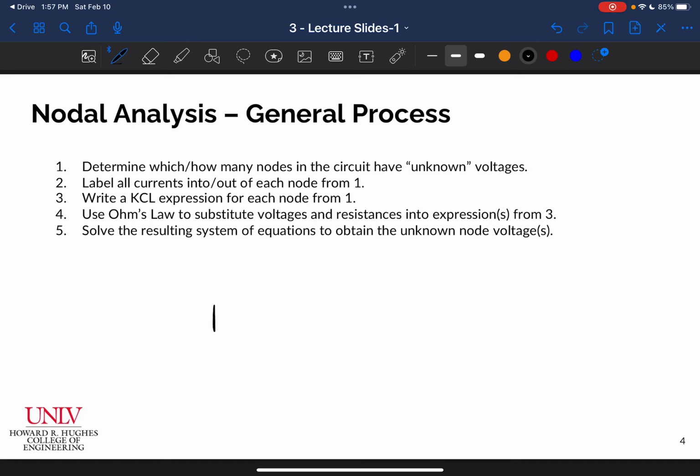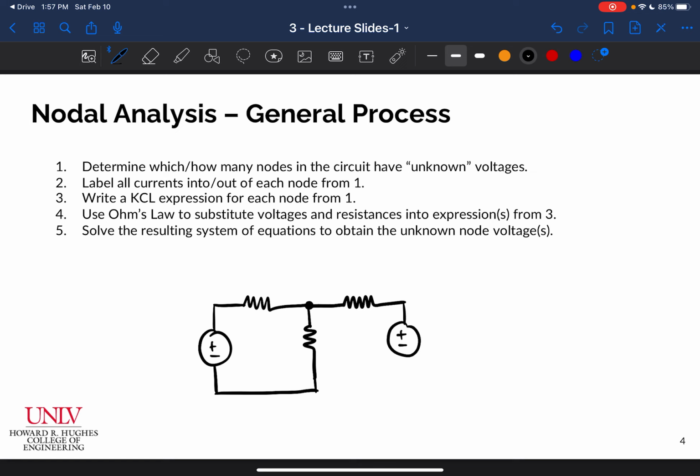It'd probably be best for me to just throw a little example circuit down here. So I'm going to go ahead and do that, and then we'll go through the steps one at a time and determine what each of those steps means in the context of solving a circuit.